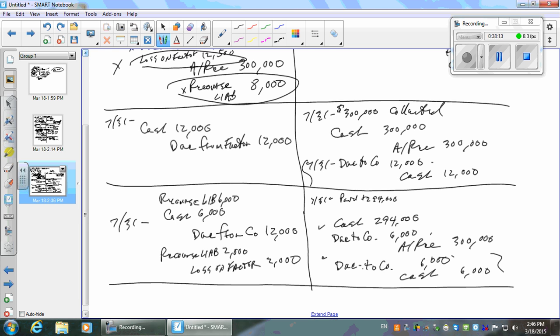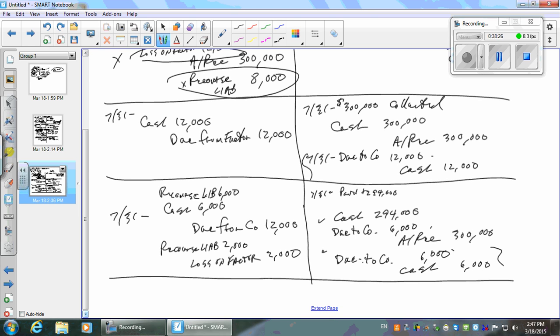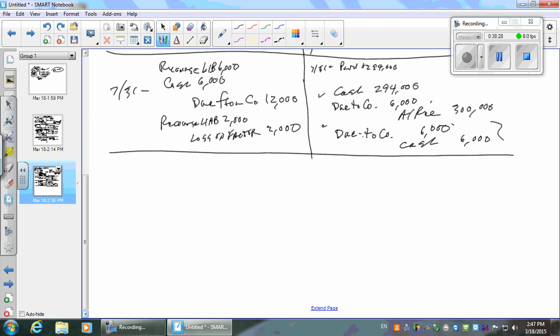Let's say that we had collected 292,000. They paid us 292 just to make it come out right. We guessed exactly right numbers. So in the month ended July 31st, the customer paid $292,000. We're 8,000 short, huh?